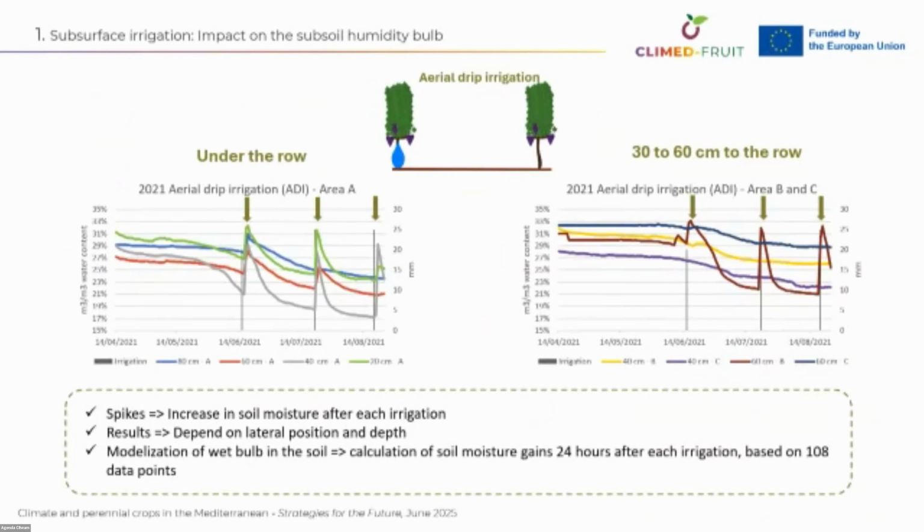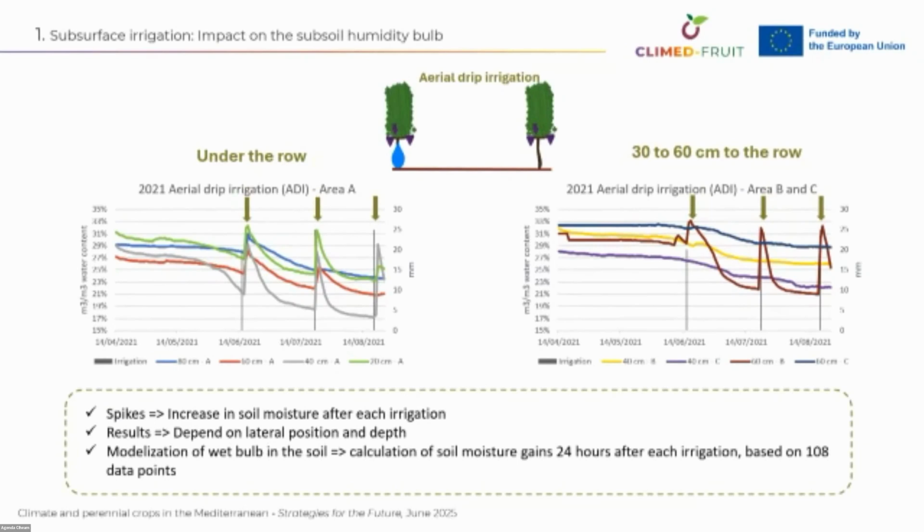Okay, so to talk about the results, here you can see that we have spikes for increase in soil moisture after each irrigation. So we can see that the irrigation water reached the monitored zone for each spike. And if we take the example of the aerial drip irrigation, we can say that it depends on the lateral position and the depth. So on the first graph, you can see the zone under the row. And we can see that we have an increase at 20 and 40 depths in the soil, but it's weaker at 60 centimeter depths and almost negligible at 80 centimeter.